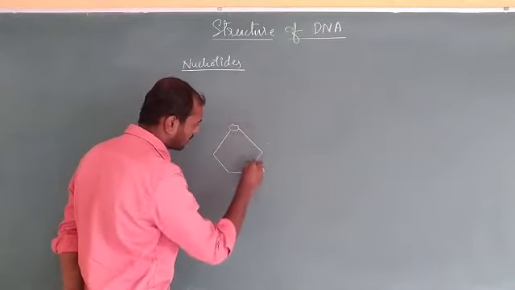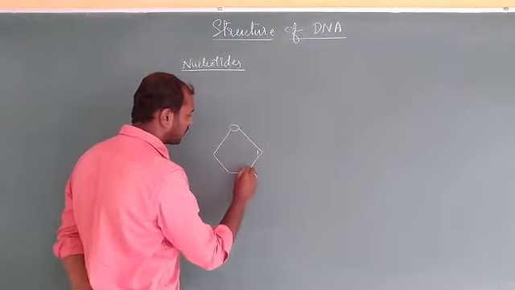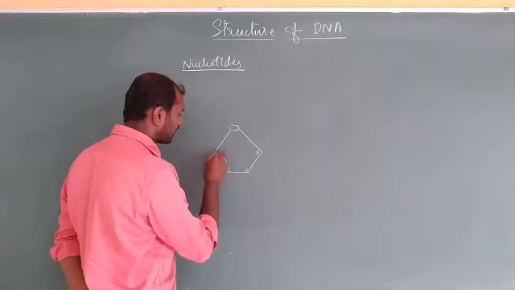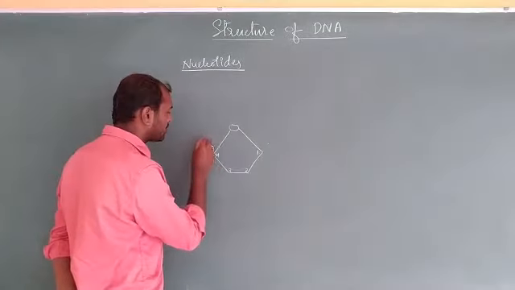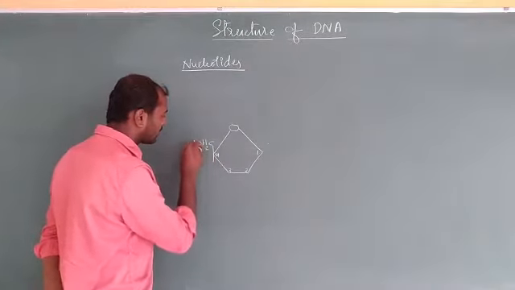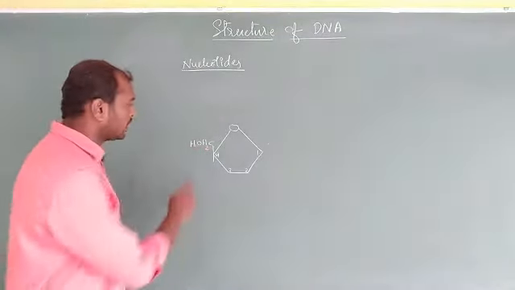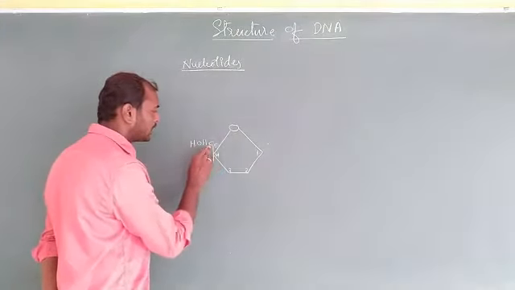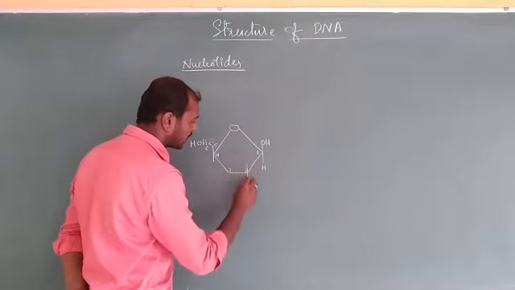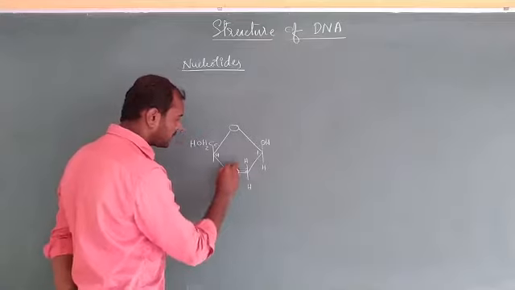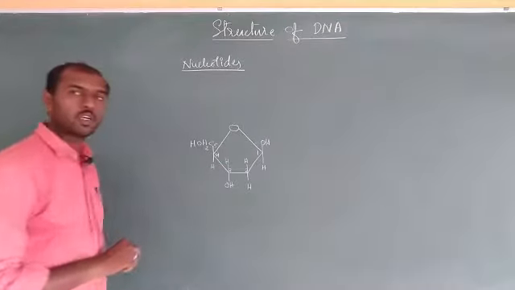So the pentose sugar, how many carbons does it have? It has 5 carbons: 4 carbons in the ring, and the 5th carbon is present outside the ring as CH2OH. We can see here the 5th carbon is present at this site. Here we have OH and H. Here we have H and H. Here we have H and OH, and here we have H. This is the structure of the pentose sugar.